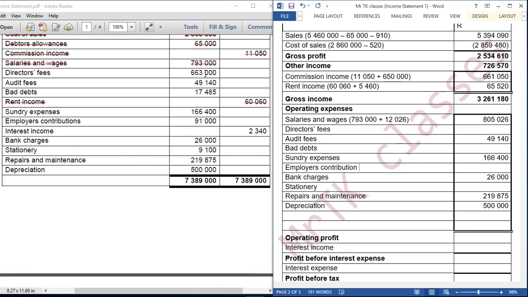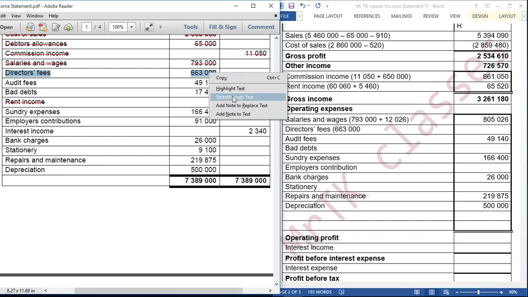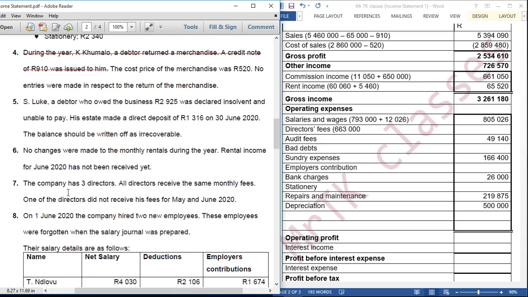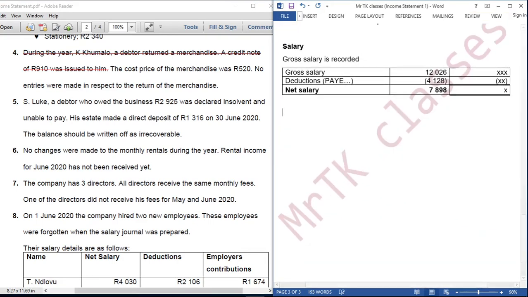All right, director's fees, 663,000. All right, and let us go to the additional information that is related to this. All right, additional information. The company has three directors. All directors receive the same monthly fees. I can see that this is quite long, so let us come here and say director's fees. Right, the company has three directors.